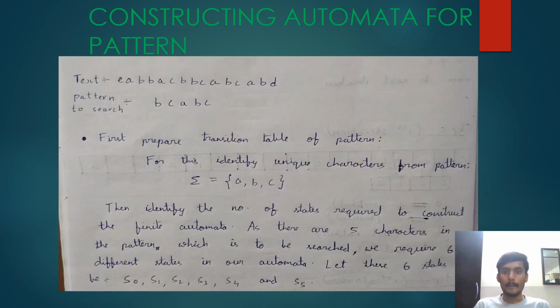Construction of automata for a pattern. A text is given as a sequence of alphabets and the pattern is BCABC. First we prepare the transition table of the pattern for the alphabets A, B and C. To identify the number of states required to construct the finite automata: as there are 5 characters in the pattern, we require 6 different states in our automata. The 6 states are S0, S1, S2, S3, S4 and S5.